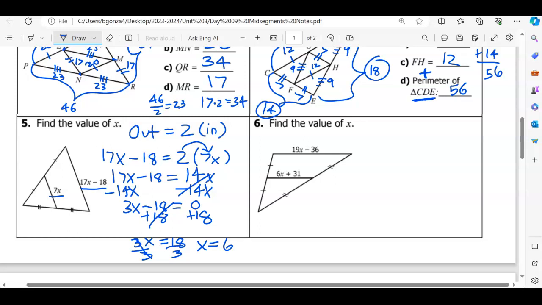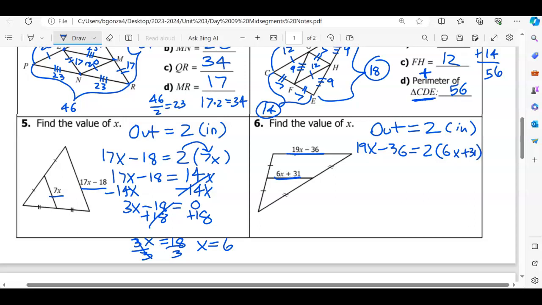Now, number 6. Everybody, once again, out equals 2 times in. Write that down. So the outside is right here. 19x minus 36 equals 2 times the in, which is right here, 6x plus 31.